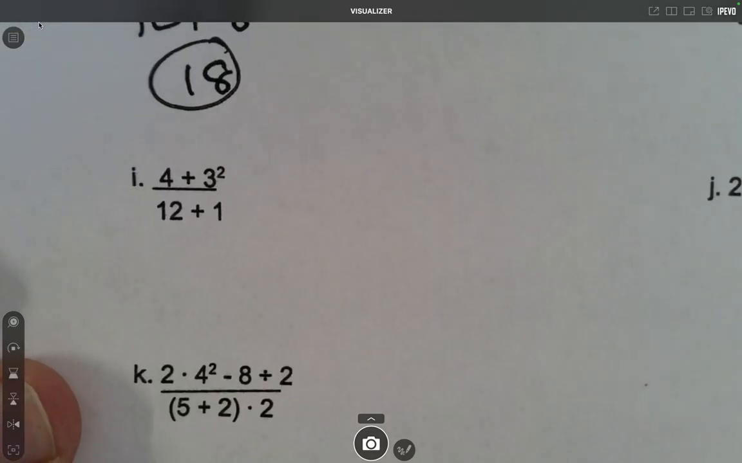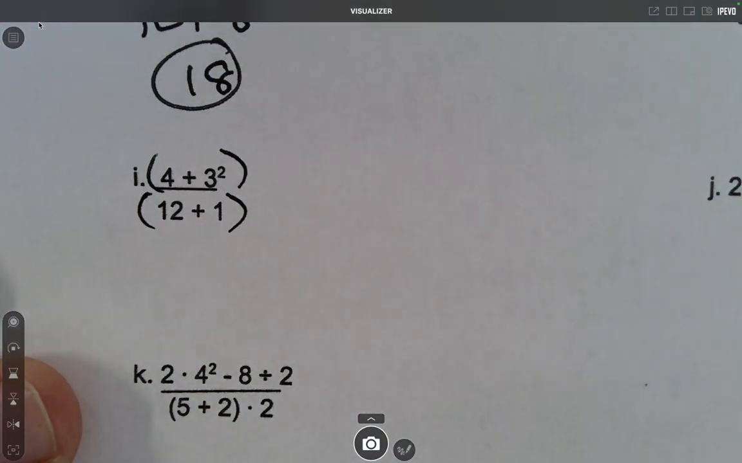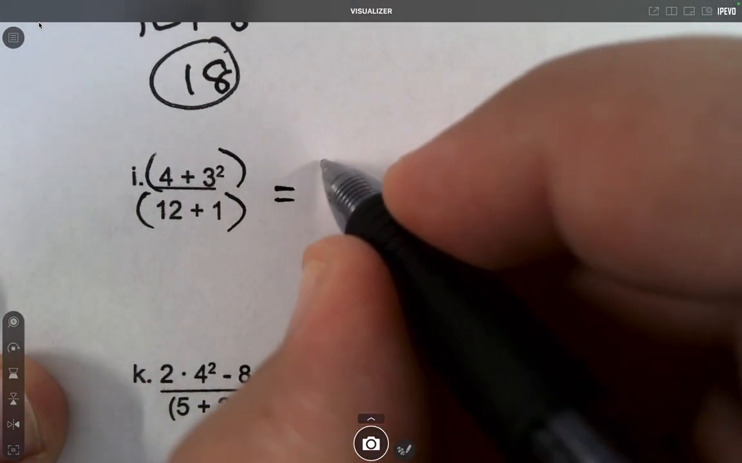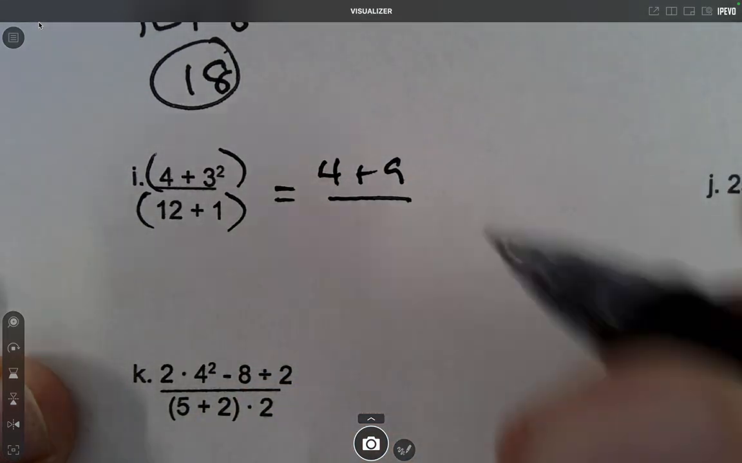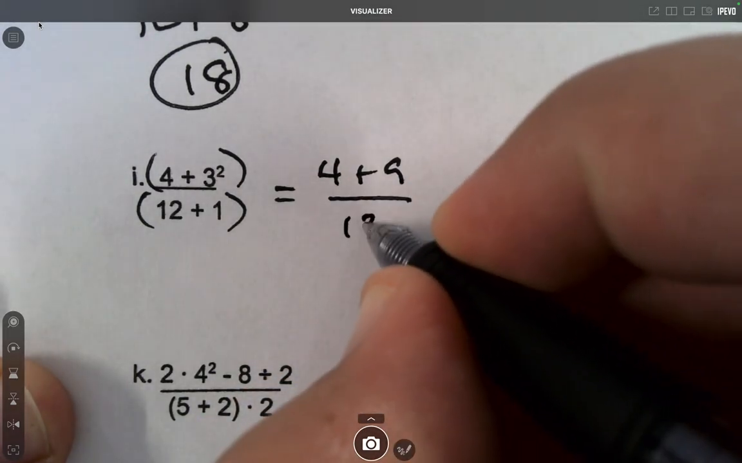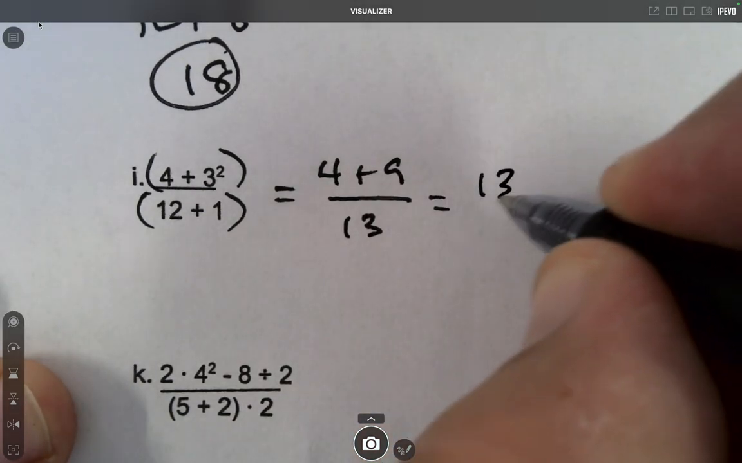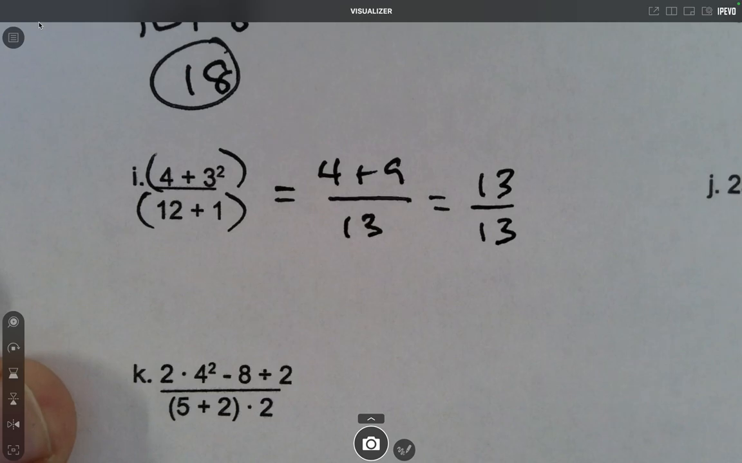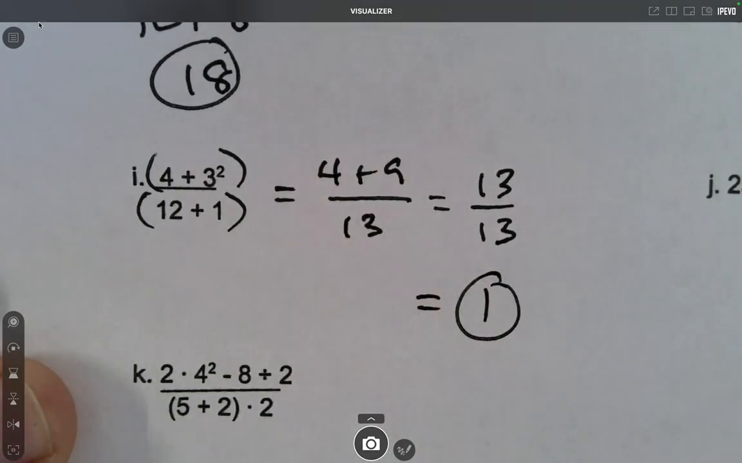We have another fraction here. So remember, we treat this like there's parentheses. So on the top, we deal with the exponent first. 3 squared is 9. On the bottom, the only thing to do is 12 plus 1, which is 13. On the top, we still need to do the addition, so we get 13 over 13. And this one obviously does come out to a whole number. 13 over 13 is equal to 1.